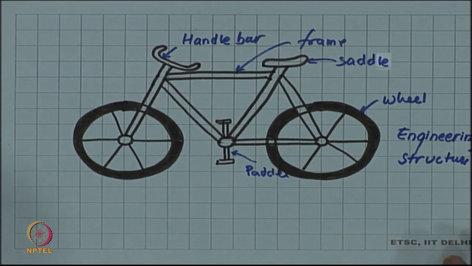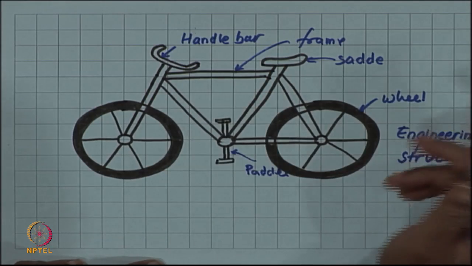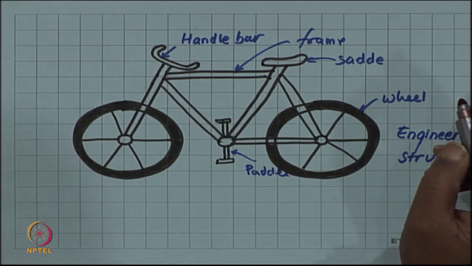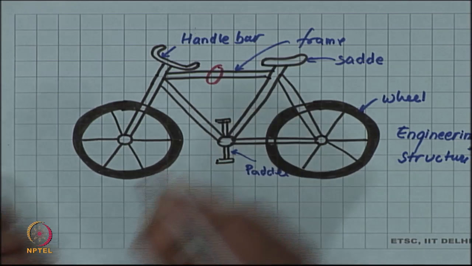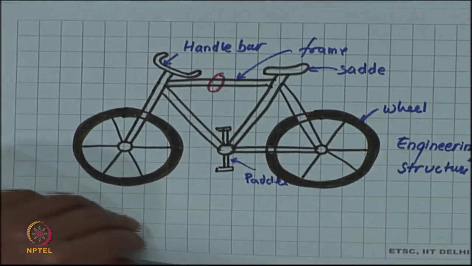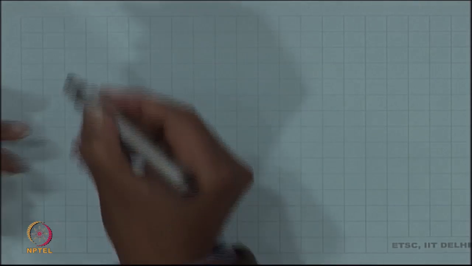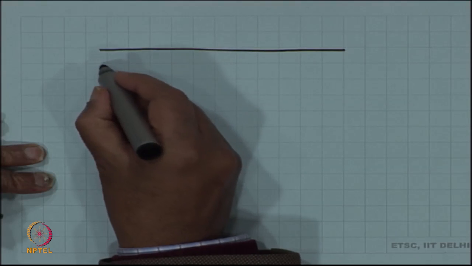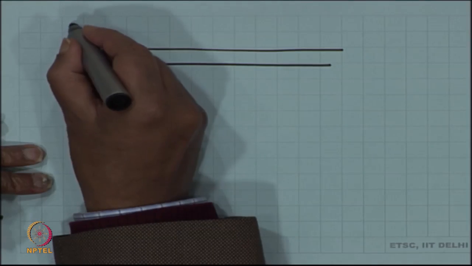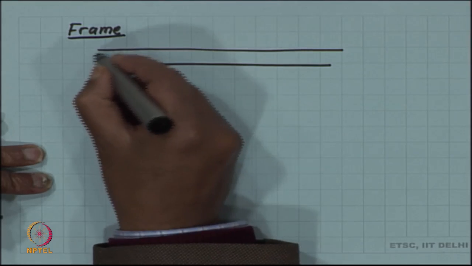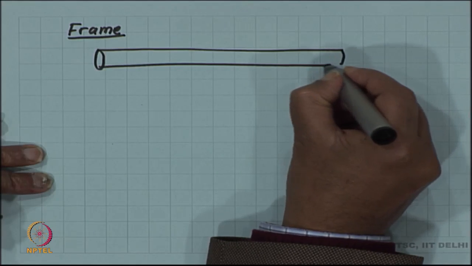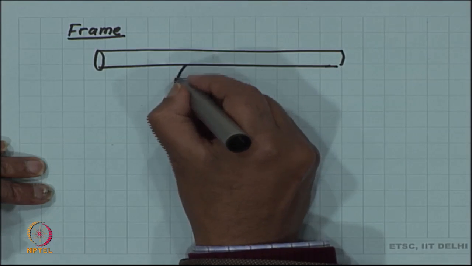Each of the components is made up of certain material, and it is the engineer's responsibility to select suitable material for each of these components. If we now look at one particular component, this frame for example, the frame is made of a mild steel tube. So, we are now looking at the frame tube in more detail. It is a mild steel tube.